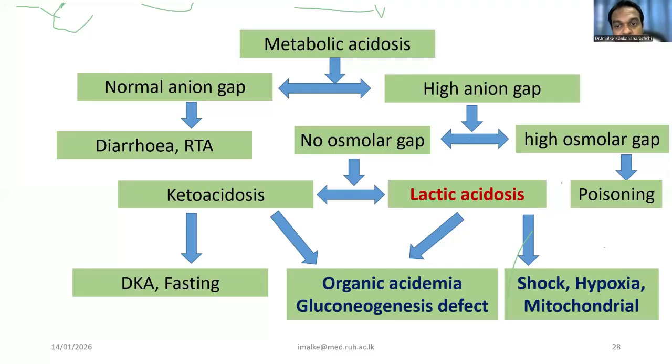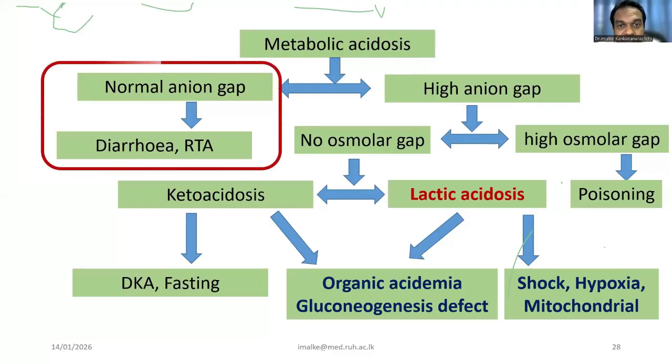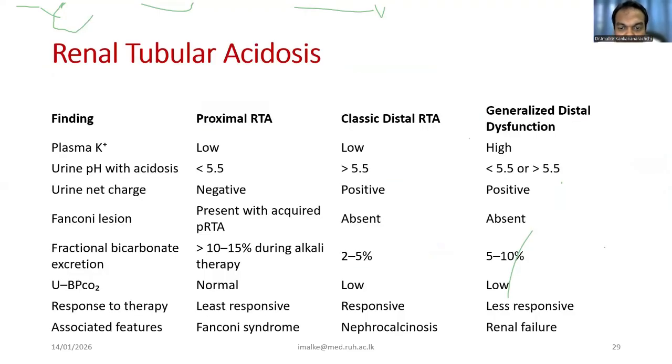So coming back to the previous algorithm, now this is a case which is compatible with this arm of the algorithm. So there's normal anion gap and diarrhea or renal tubular acidosis. So this table is from your Nelson, how to differentiate 3 types of renal tubular acidosis based on the potassium value, urine pH, and the rest. I'm not going to discuss this, but in type 4 renal tubular acidosis, potassium is high. Other types, potassium is low, and urine pH is helpful to differentiate proximal from distal. And nephrocalcinosis is a feature in classical distal RTA.